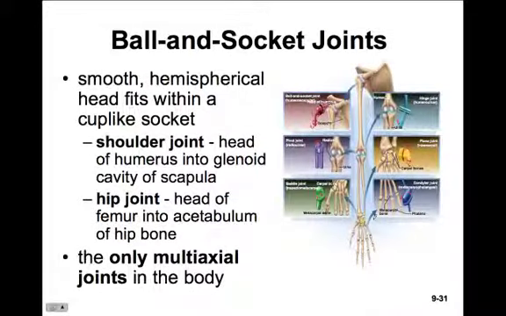So ball and socket joints have 3 axes of rotation. Their smooth hemispherical head fits within a cup-like socket. The 2 joints that we have in our body that are ball and socket are the shoulder joint and the hip joint. In the shoulder joint, we see the head of the humerus fit into the glenoid cavity of the scapula. It's held in place also by the acromion process and the coracoid process. In our hip joint, the head of the femur fits into the acetabulum of the hip bone. These are the only multi-axial joints in our body.